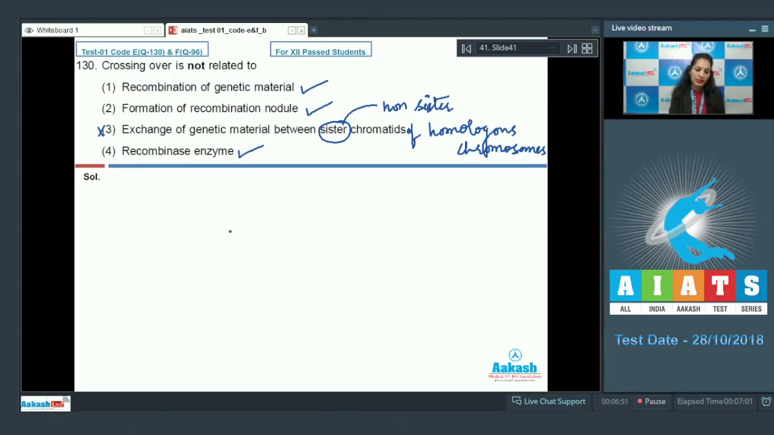Recombinase enzyme, yes. So crossing over is not related to the exchange of genetic material between sister chromatids, because exchange of genetic material takes place between the non-sister chromatids of the homologous chromosomes. So the correct option for the given question is option number 3. Let's move on to the next question.